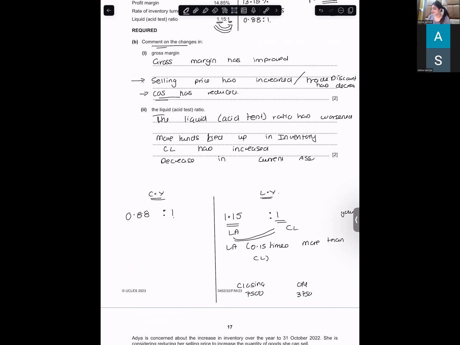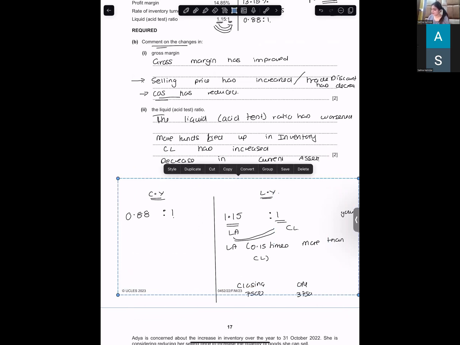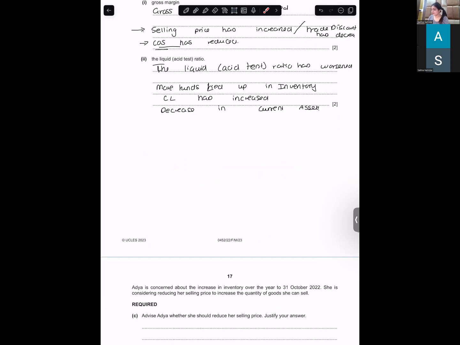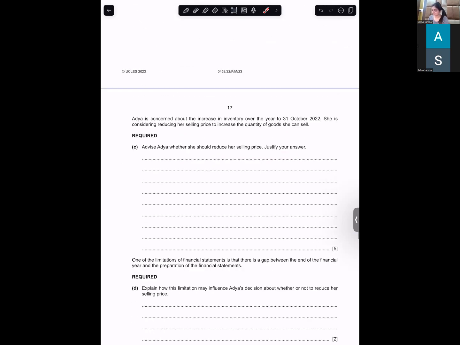Okay. These are standard answers that you need to know. If the gross profit margin has increased, it is because of an increase in selling price or a reduction in the cost price. If the liquid test ratio has worsened, it is because of an increase in the current liabilities or a decrease in the current assets. You can write this in your notes and learn it.